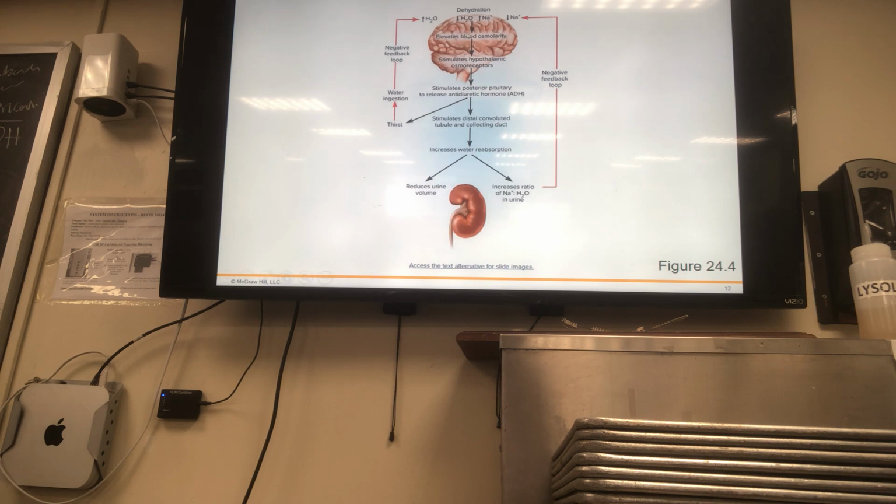Okay. This slide is very important because it shows us that we begin with a dehydration stressful stimulus, and dehydration is represented by a drop in water and an increase in sodium concentration. That will cause an elevated blood osmolarity, and this elevated blood osmolarity will cause a stimulation of the hypothalamic osmoreceptors, stimulated by a drop in water concentration and an increase in osmolarity.